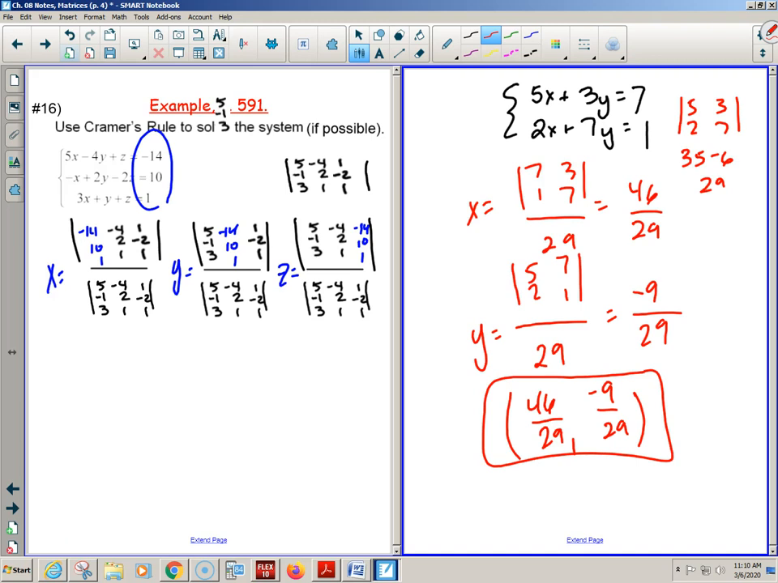So does Cramer's rule make an easy system harder? Yeah. But does it make a hard system easier? No. I don't know. I think I beat almost everything.